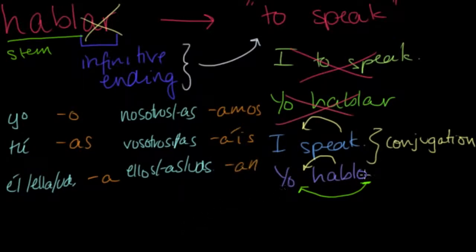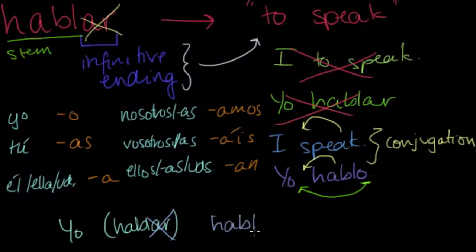So let's see exactly how we got to this yo hablo. Well, we started out with a subject, yo, and our verb, hablar. Then we dropped the infinitive ending and we're left with our stem. To this, we added our conjugation ending, o, leaving yo hablo, which means I speak.